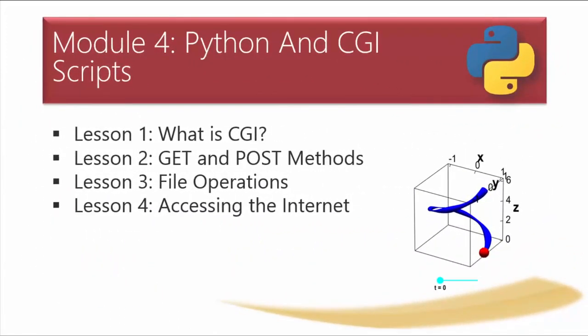Module 4 is about Python and CGI scripts. So in Lesson 1, we'll take a look at what is CGI, how does it work, how can we integrate CGI scripts into the Python code, and how do we use them. Lesson 2 is the concept of get and post methods, and this relates to filling out a form, for instance, and what goes behind that form when a user fills out a form and clicks the submit button.